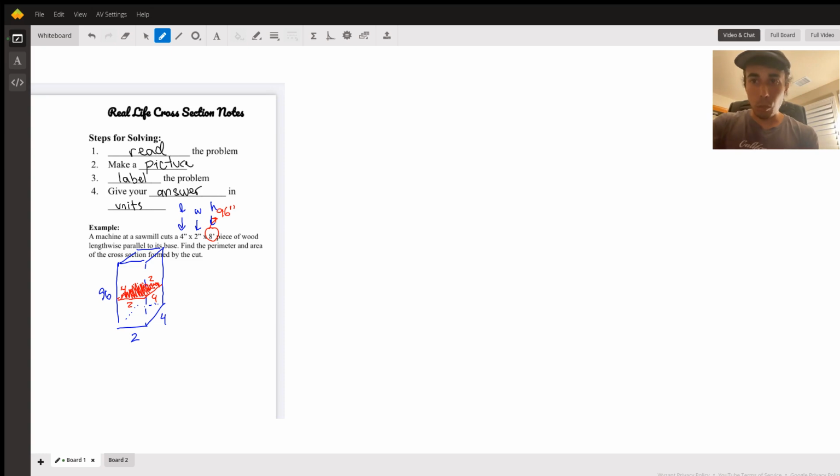Okay? Well, it wants us to find perimeter and area. So remember, perimeter is just adding up all the sides, like making a full loop around that box. So it'd be 2 plus 4 plus 2 plus 4. Perimeter, you're just adding it up all the way around. So the perimeter would be 12 inches. And then area. Since it's area, we're just looking at that red rectangle, the cross section. It's going to be the length times the width. That's how you find the area of a rectangle. So that is going to be 2 times 4, which is 8 inches squared.